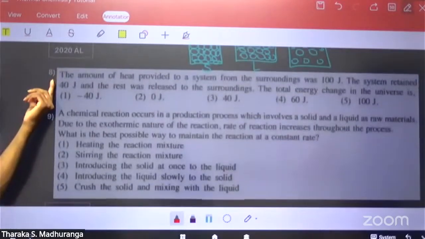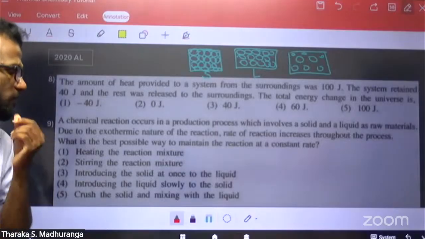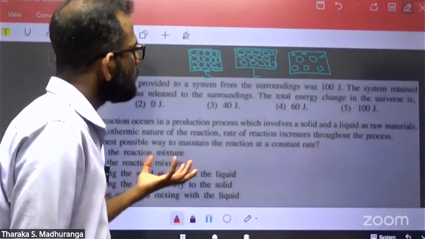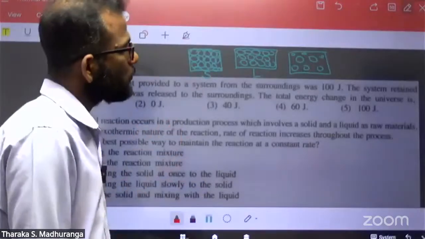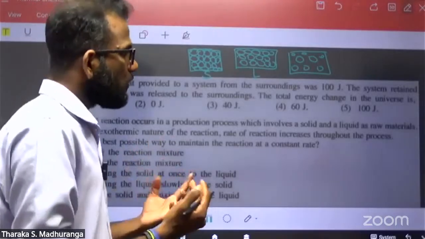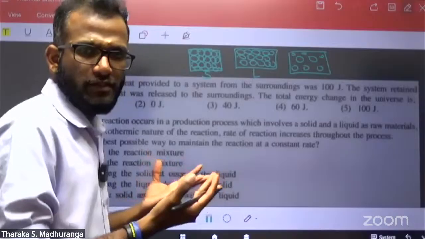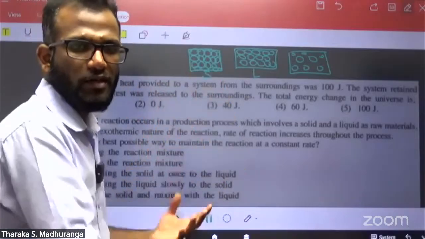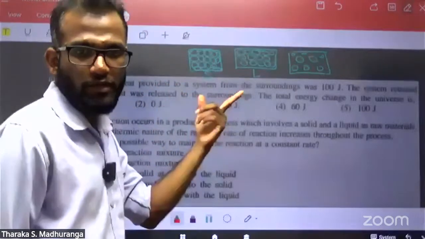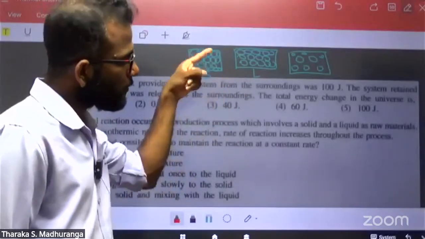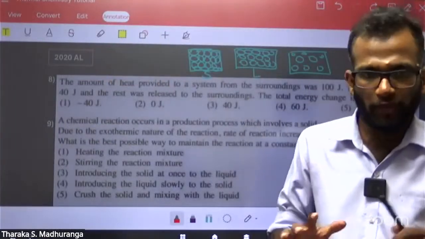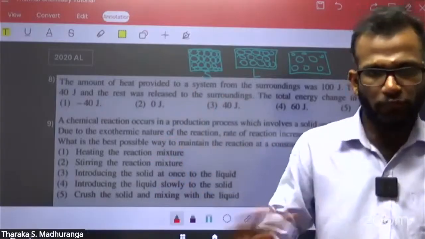Okay, 2020. Two questions. The amount of heat provided to a system from the surroundings was 100 joule. The system retained 40 joule and the rest was released to the surroundings. The total energy change in the universe is? Send your answers. It is the same as the 2015 question, equal to the 2020 question. Practicing past paper questions is very important. In the final few months, we will be doing full past papers.